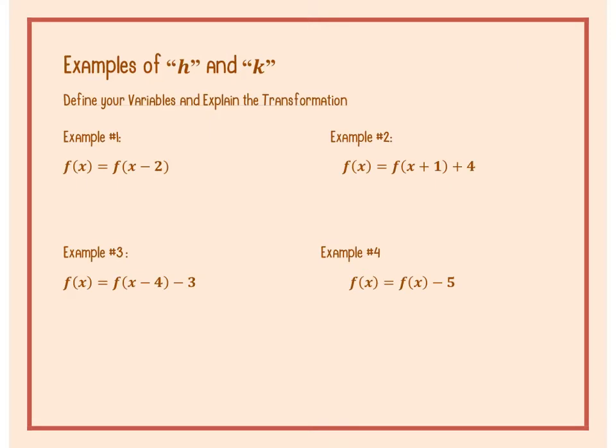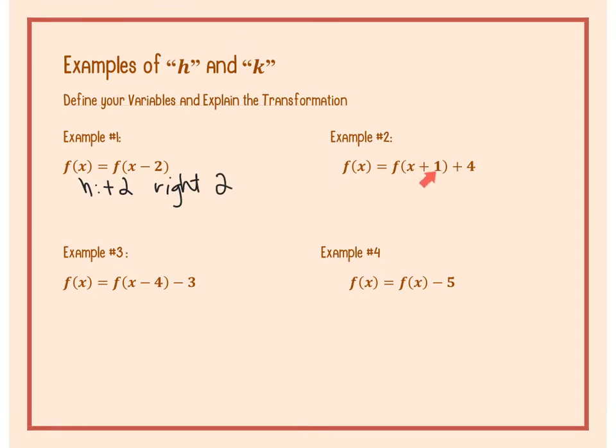Okay. So here are some practice we're going to do with H and K. If it's inside the parentheses, that means it's an H value. If it's an H value, we always have to change the sign of what we see. So H is really a +2. So that means this graph is being translated to the right 2.